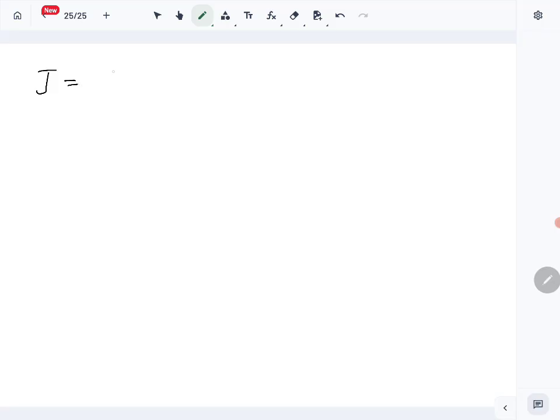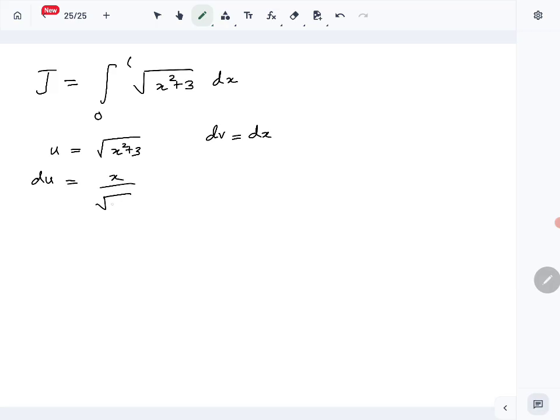J is equal to the integral from 0 to 1 of square root x squared plus 3 dx, right? So here there's no option. You have to take u as square root x squared plus 3 and dv as dx. Then du becomes x over square root x squared plus 3 dx, and v is equal to x.